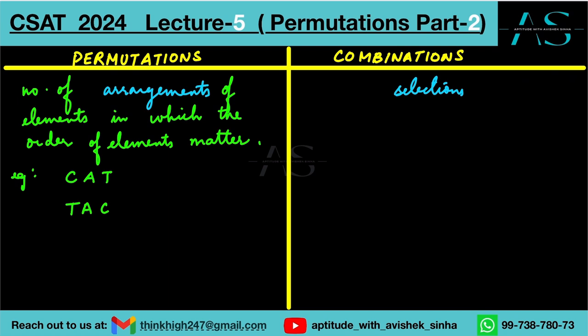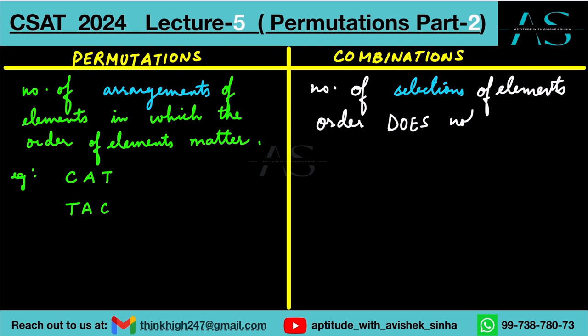Now let's talk about combination and how is it different from the permutation part. So when we talk about combination, we particularly talk about number of selections of elements in which the order does not matter. Now, what do I mean by this? Let's take up an example. Let's say we have cat here. In how many different ways can you select three elements out of three elements? The answer would be 1.